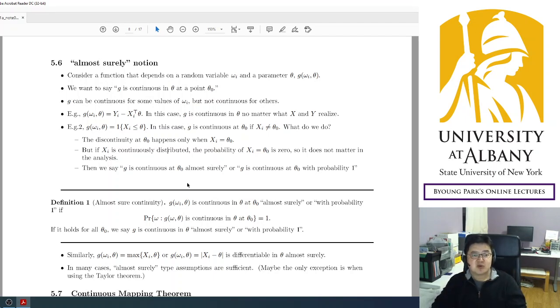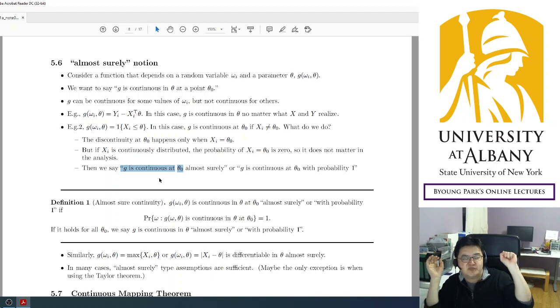Make sense, right? So in this case, we say that g is continuous at theta 0 almost surely. Almost surely means there may be some points where this does not hold. If something holds almost surely, it means that something may not hold at some points, but those points have probability 0, as you can see in this example.